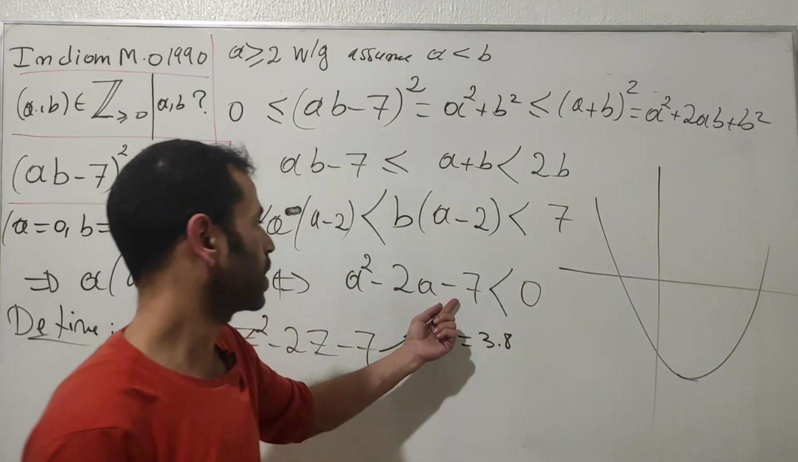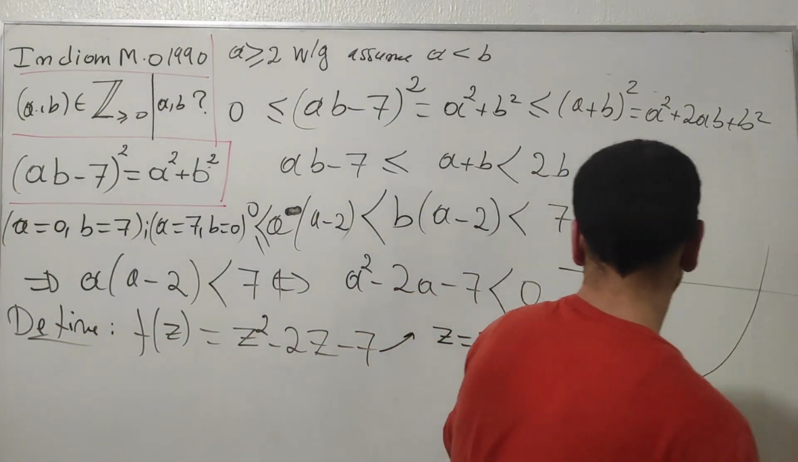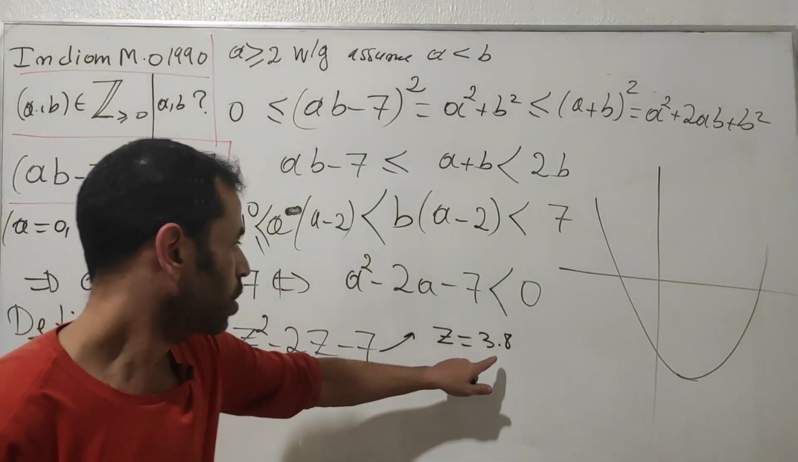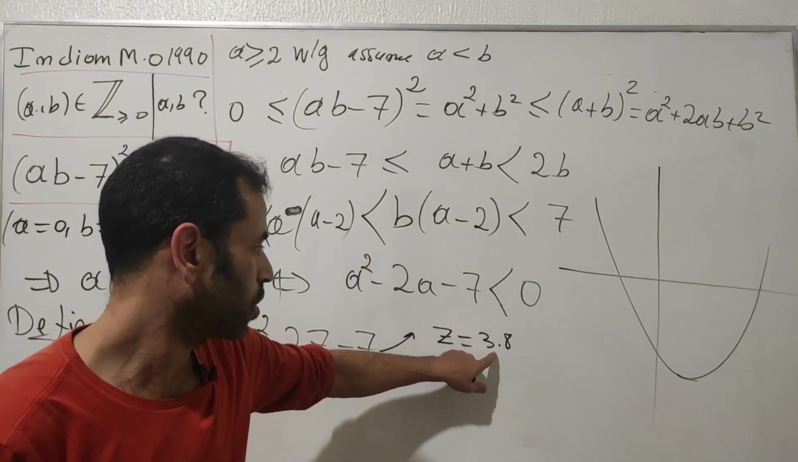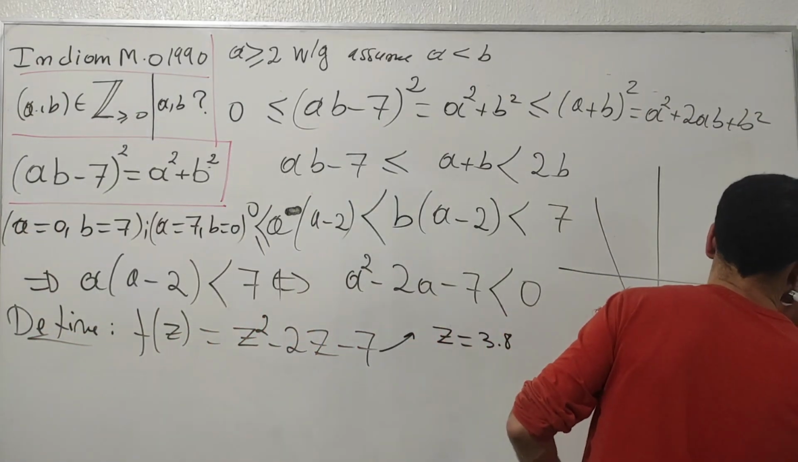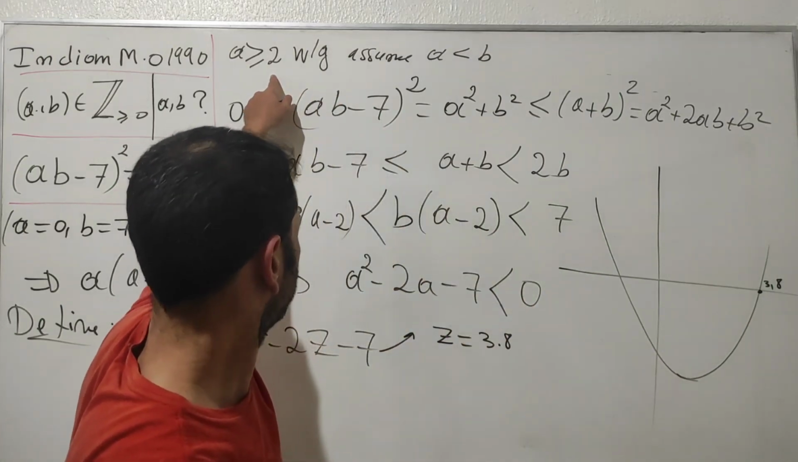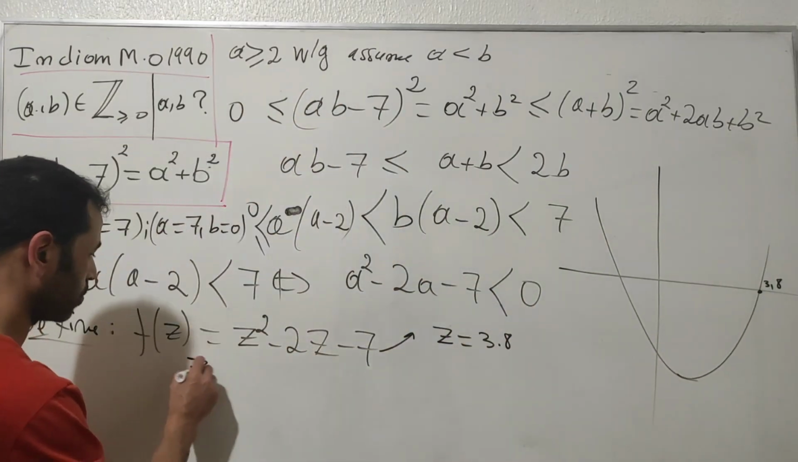Because we have minus 7 here, this one will have an upward-facing parabola. It will cross the horizontal axis at certain points. It will cross it at 3.8 because it's a solution for this equation. So we'll have 3.8 here. Then we are dealing with a, so for all a must be greater than or equal to 2.